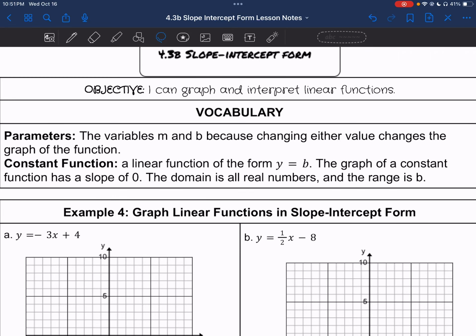Hello, and welcome to Lesson 4.3b, Slope-Intercept Form. Our objective for today's lesson is that I can graph and interpret linear functions.